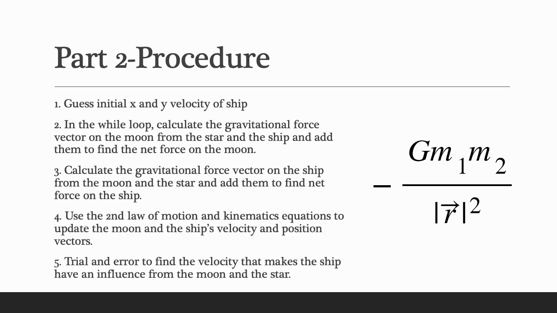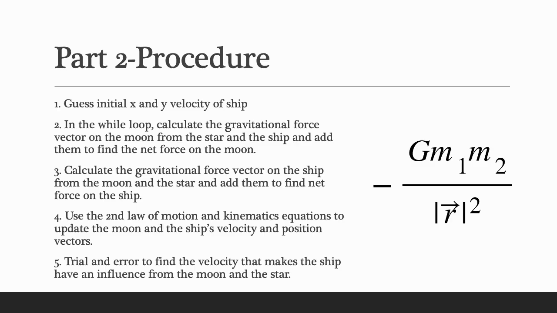Procedure of part 2. We first guess the initial x and y velocity of the ship. In the while loop, we calculate the gravitational force on the moon from the star and the ship, and add them to find the net force on the moon. Then we calculate the gravitational force vector on the ship using the same process, and we use the second law of motion and kinematic equation to update the moon's and the ship's velocity and position vectors.